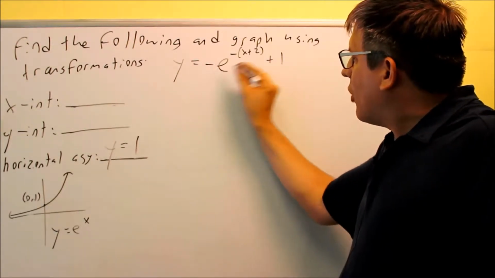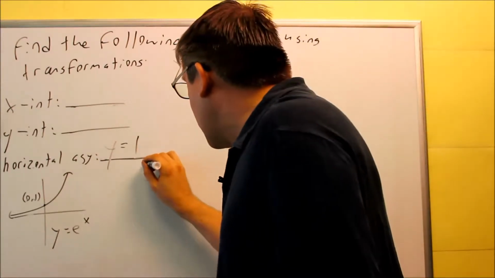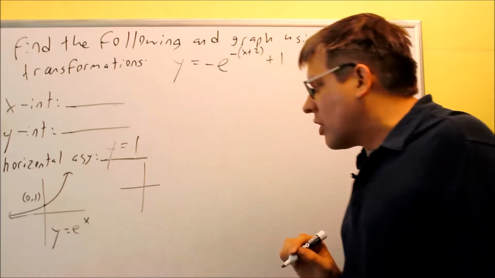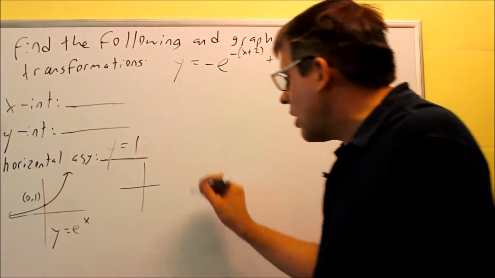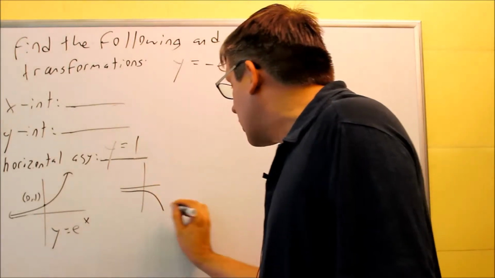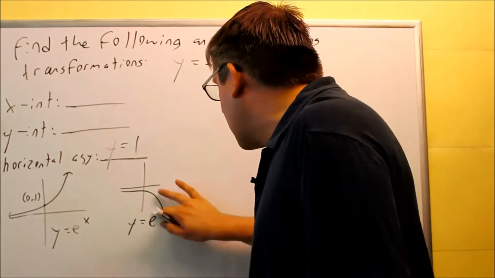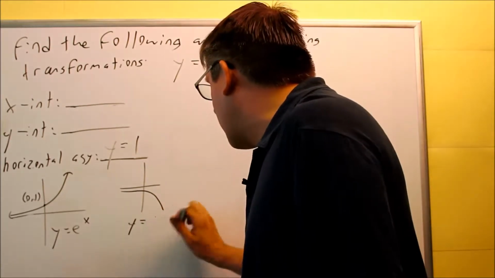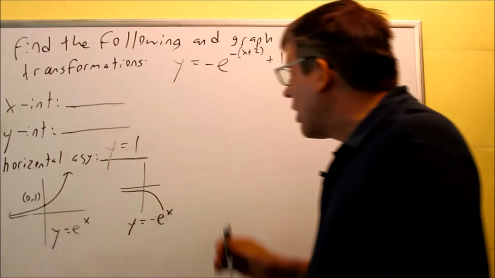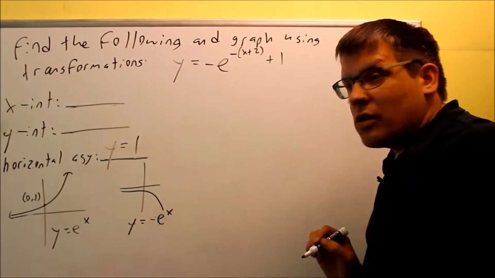Okay, I have a negative out front and a negative here. So if you apply two negatives, then we need to see what the graph looks like. So this is y equals e to the x. Now if I apply the negative on the outside, that's going to make the graph look down like this. This would be y equals negative e to the x. So I have a negative on the outside. That's the one that does a flip over the horizontal axis.